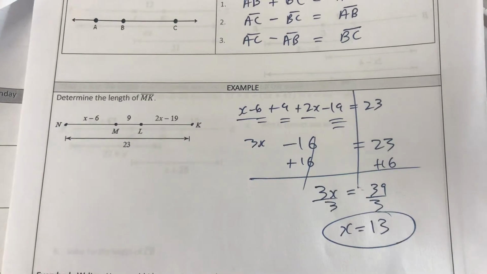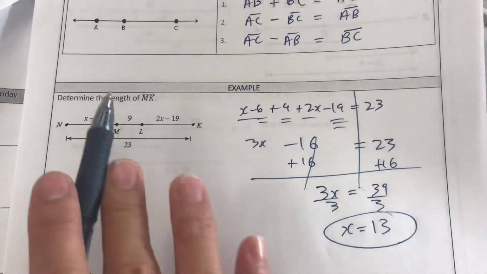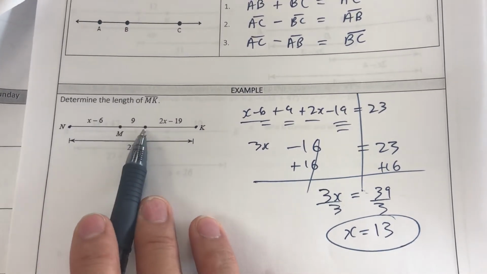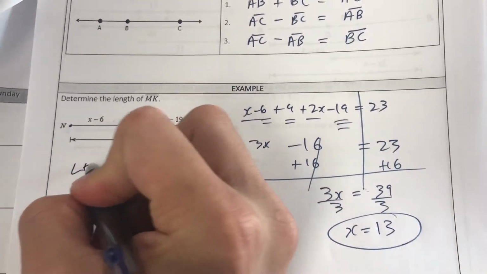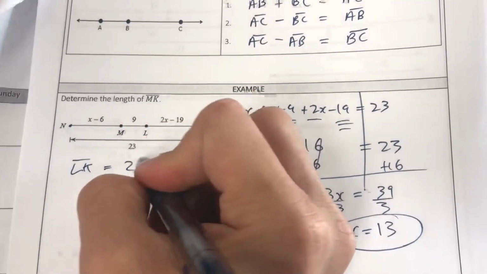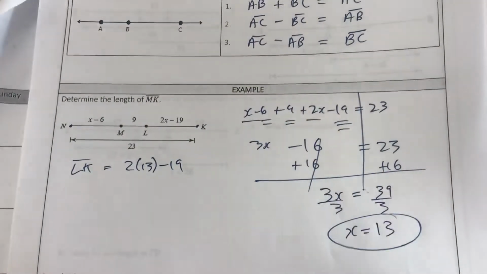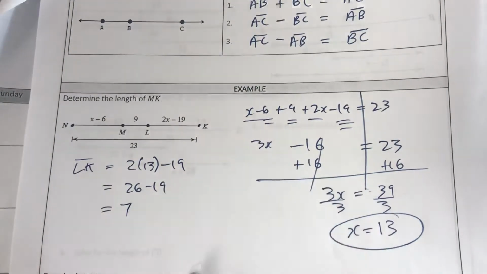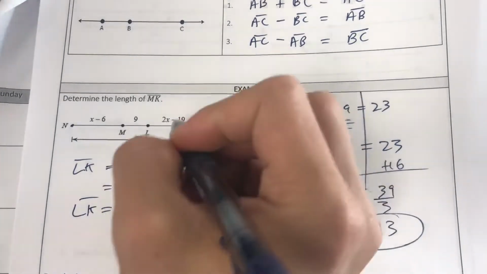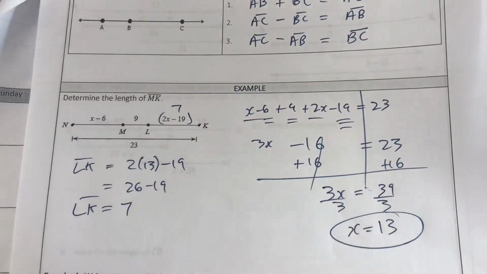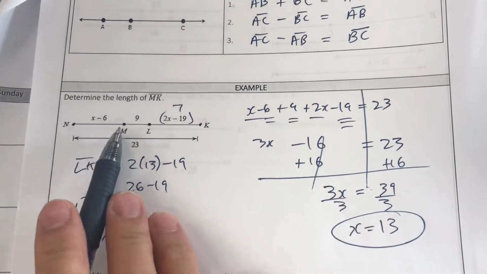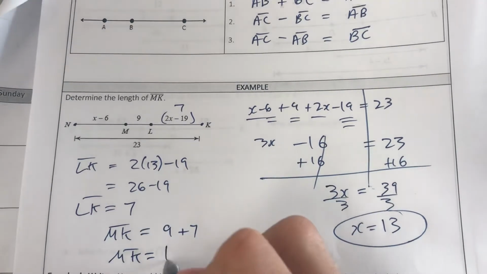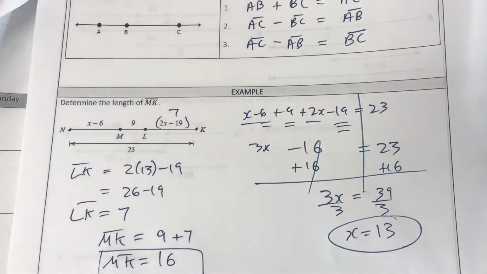Now keep in mind, that's just x. We didn't actually answer the question, which is to find the length of MK. MK implies that we have to plug this in, because we need LK first, okay? So the length of LK is 2 times 13 minus 19. 2 times 13 is 26, minus 19 gives me 7. Great. Now that I know line LK is equal to 7, I can put 7 right here. So ultimately the final answer, line MK, is equal to ML, which is 9, plus 7, so line MK is equal to 16, and this is my final answer, okay?